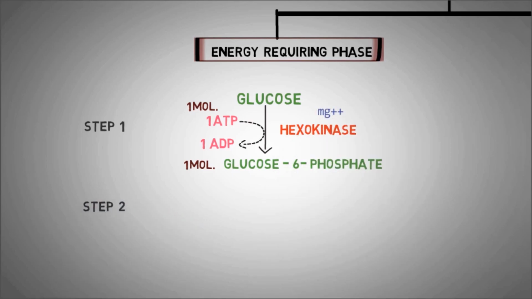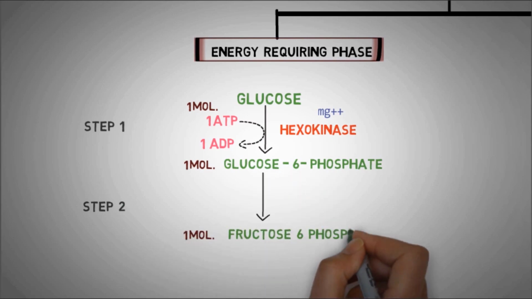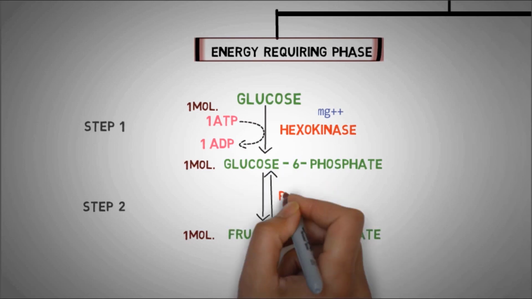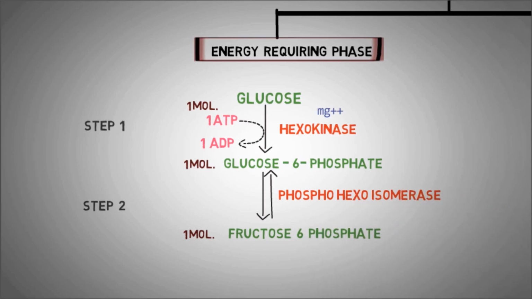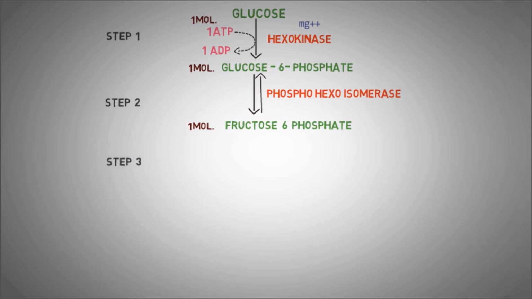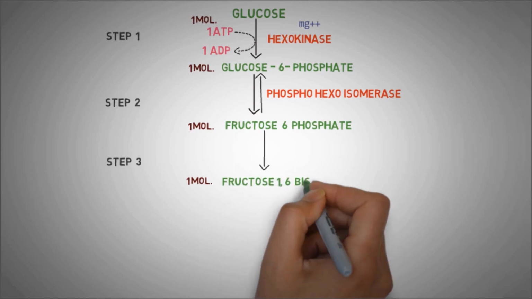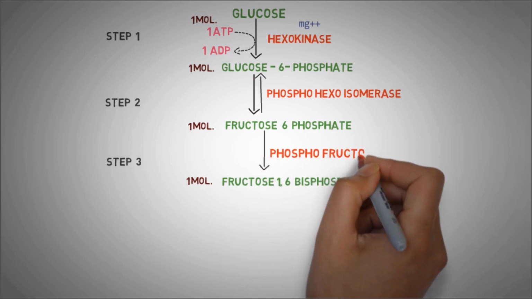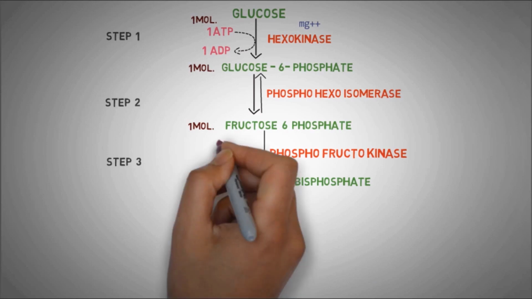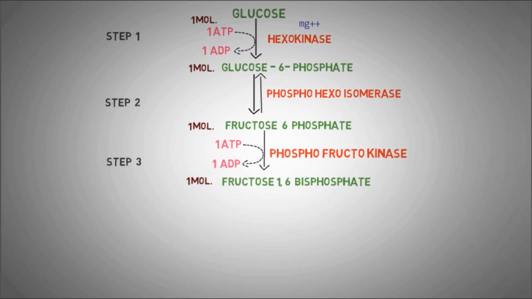In step 2, one molecule of glucose 6-phosphate is converted into one molecule of fructose 6-phosphate, which is a reversible reaction. The enzyme used in this reaction is phosphohexoisomerase. In step 3, one molecule of fructose 6-phosphate is converted into one molecule of fructose 1,6-bisphosphate. The enzyme used is phosphofructokinase. One molecule of ATP is also used in this reaction, and ATP is converted into ADP by giving one phosphate. Magnesium ions are also used as a catalyst.